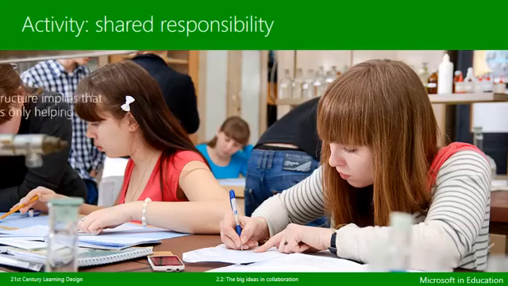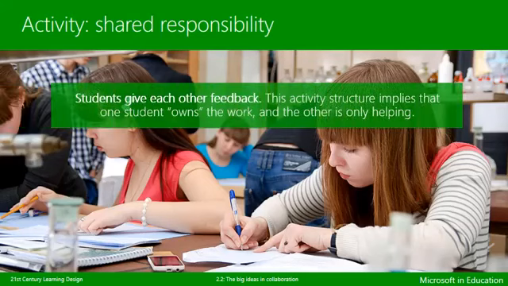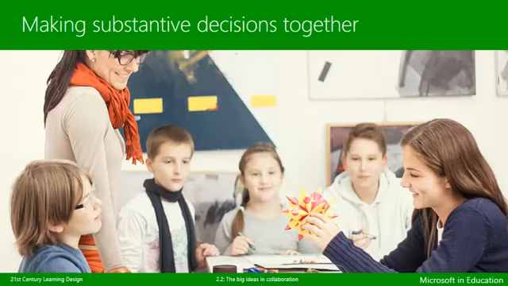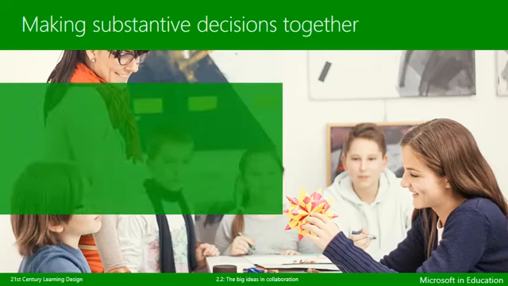In a learning activity, if students give each other feedback, this implies that one student owns the work and the other is only helping. Now what we'd like you to consider is how you could redesign this learning activity so that students have shared responsibility. We would encourage you to go to the discussion section to share your views and ideas about this task redesign with others. Let's move on to discussing another idea about developing collaborative skills, which involves making substantive decisions together. Students make substantive decisions together when they must resolve important issues that will guide them as they work together.